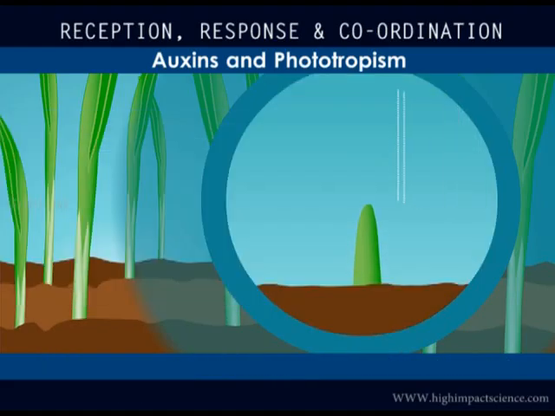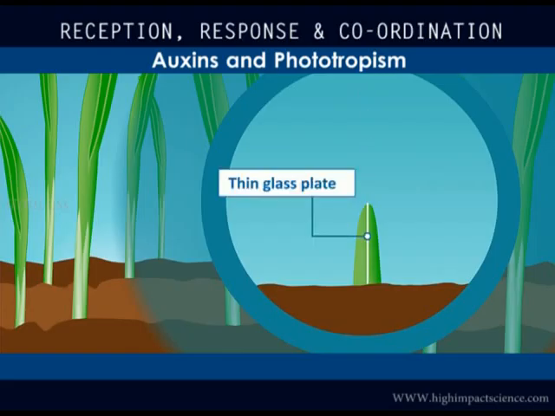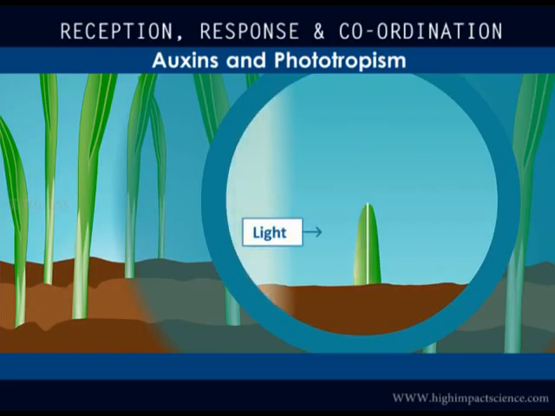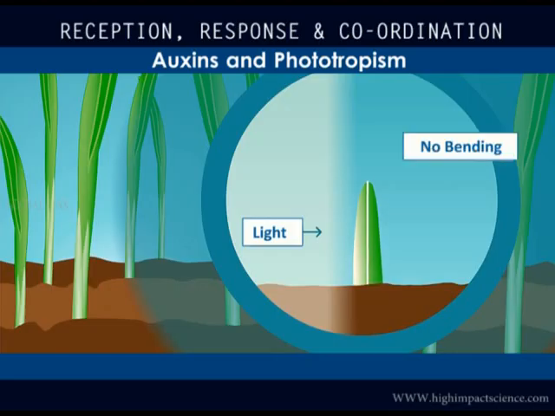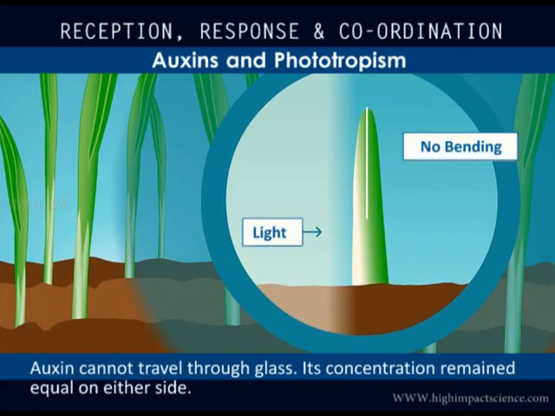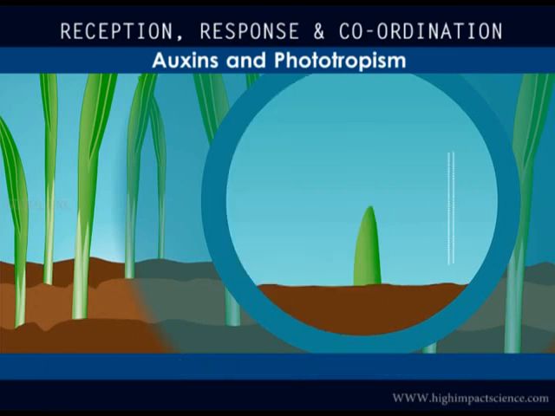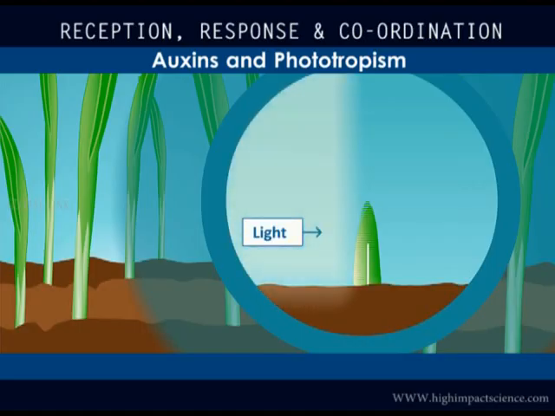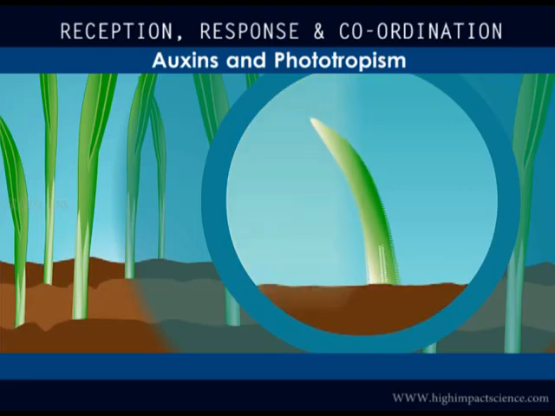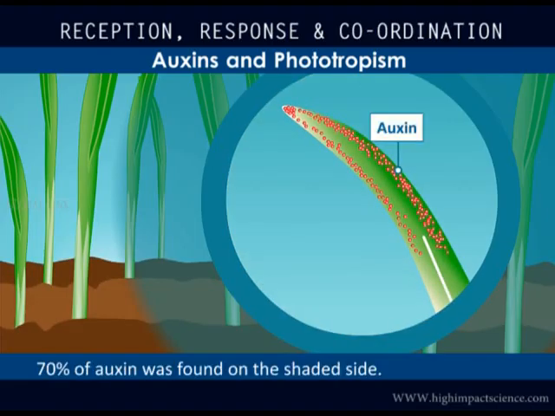Winslow Briggs inserted a very thin plate vertically through the tip. The glass does not prevent light transmission, but there was no bending. Auxin cannot travel through glass, and its concentration remained equal on either side. When the glass plate was inserted below the tip, auxin moved across to establish a hormone gradient and bending occurred. When the tip was examined, 70% of auxin was found on the shaded side.